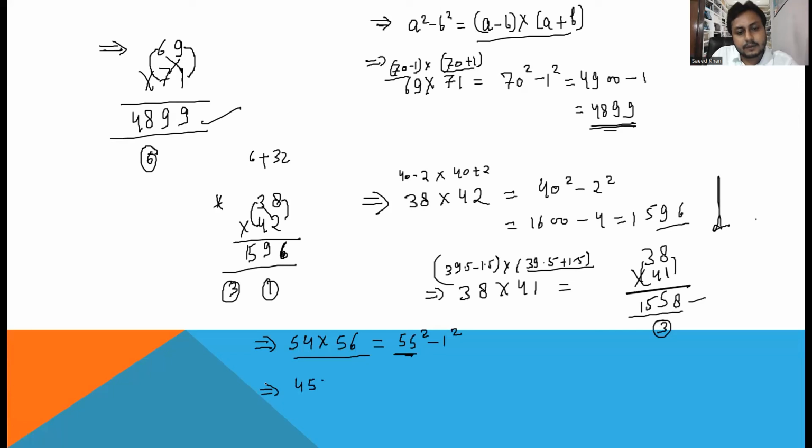45 into 49. So we can write it as 45 is 47 minus 2. 49 is 47 plus 2. So this is what? 47 square minus 2 square. So for this, अगर इस मेथड से solve करना है, for this you must know the square of 47. So our next target वही है, to find the squares of any number, right, up to 1000.